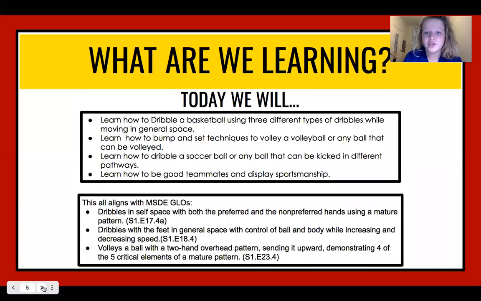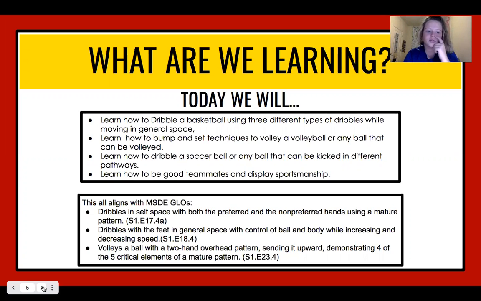Okay, so what are we learning? Today we will learn how to dribble a basketball using 3 different types of dribbles while moving in general space. We will learn how to bump and set. We will learn the bump and set techniques to volley volleyball or any ball that can be volleyed. We will learn how to dribble a soccer ball or any ball that can be kicked in different pathways. And we will learn how to be good teammates and display sportsmanship.